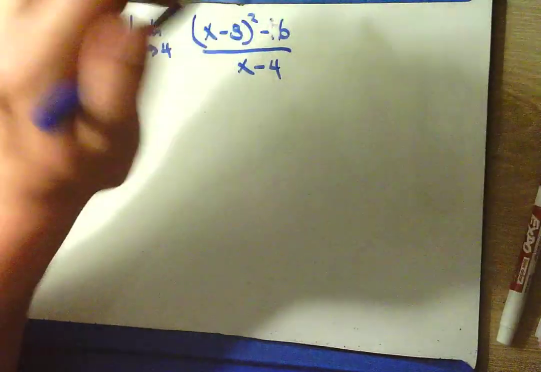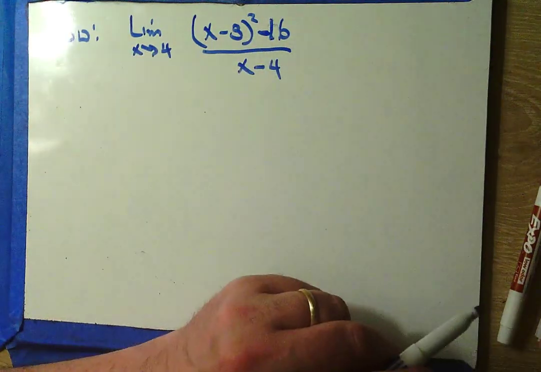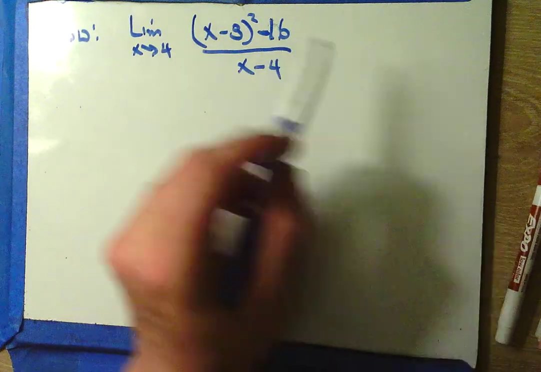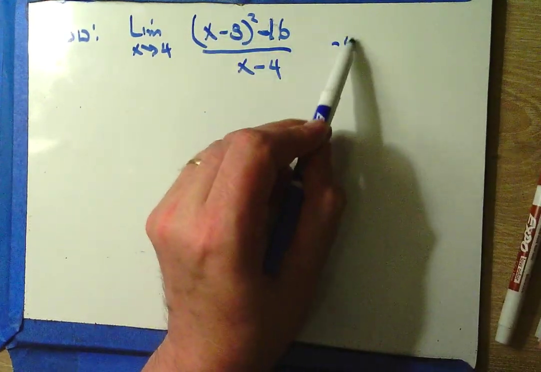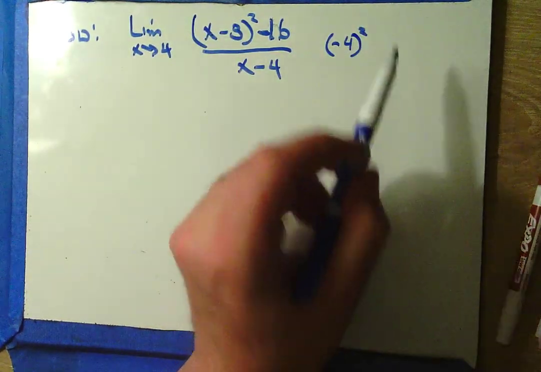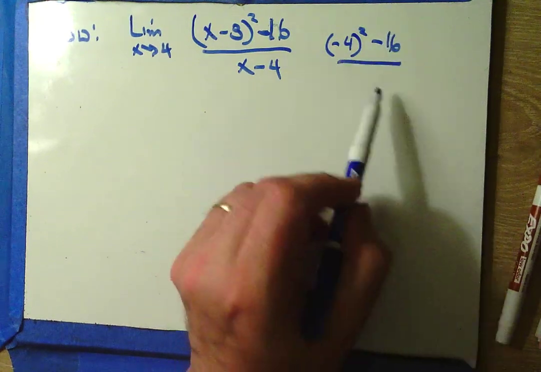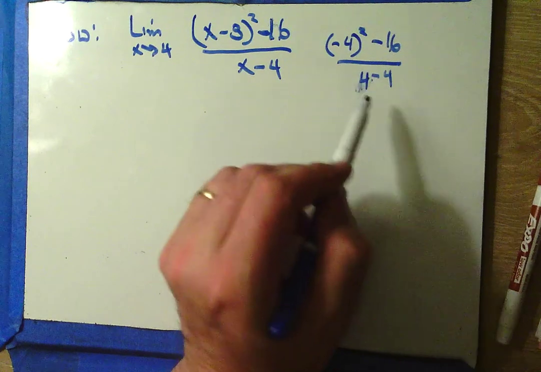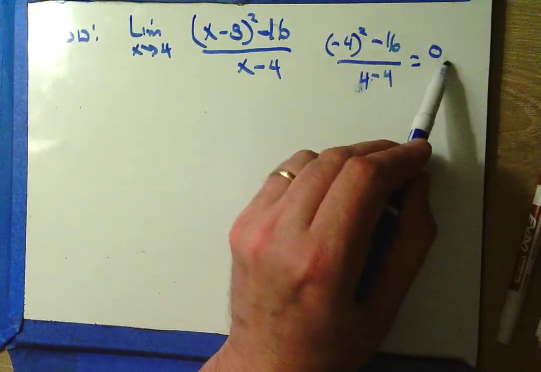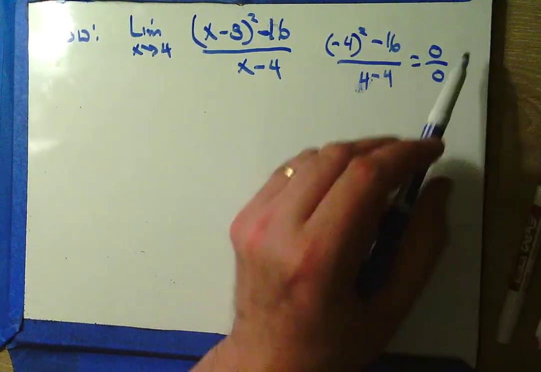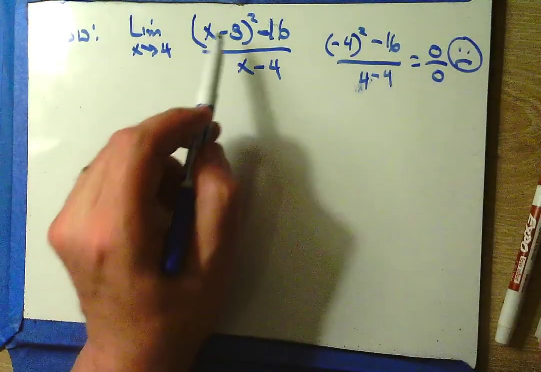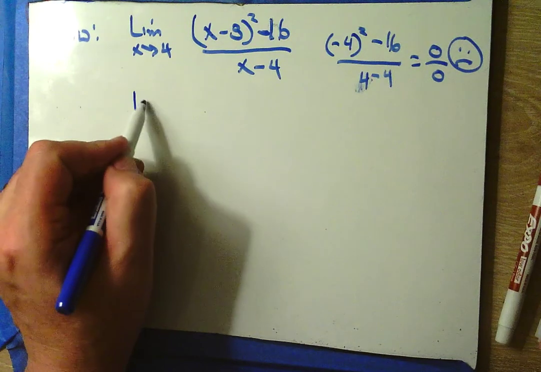Well, remember, I always recommend trying direct substitution first. If I plug a 4 in, I'm going to have 4 minus 8, which is negative 4 squared minus 16 over x minus 4. So I'm plugging in a 4. I get a 0 on top. I get a 0 on the bottom. That means I'm not done. I need to try some algebraic manipulation.